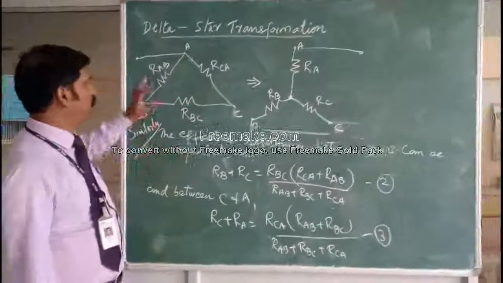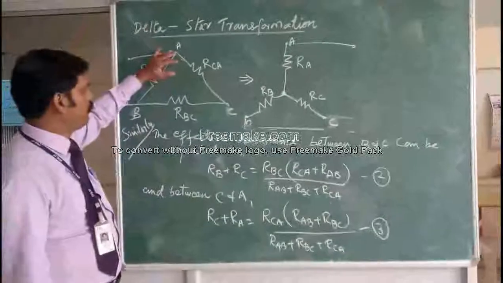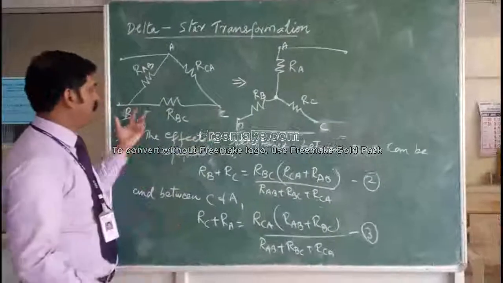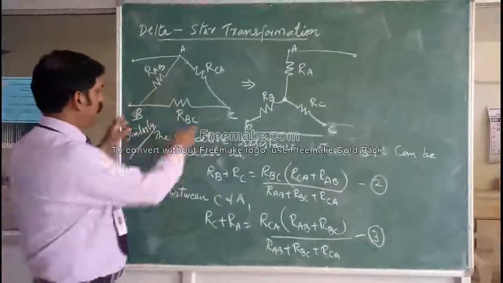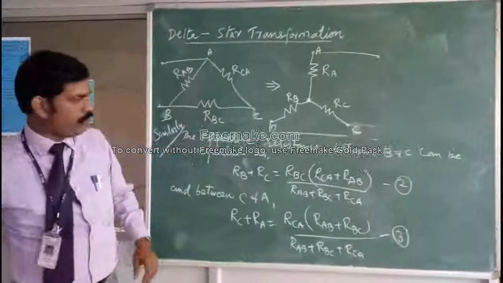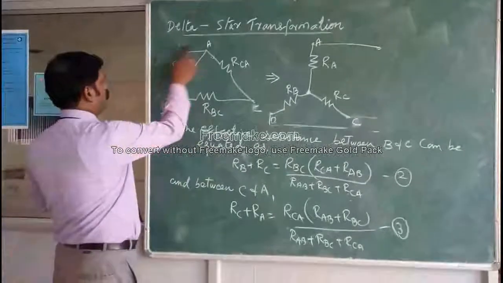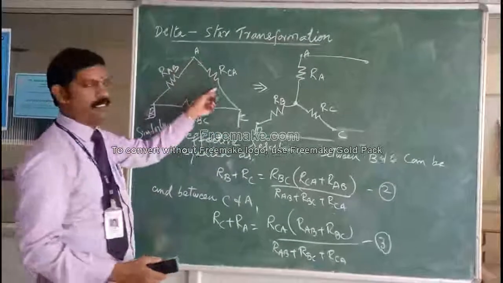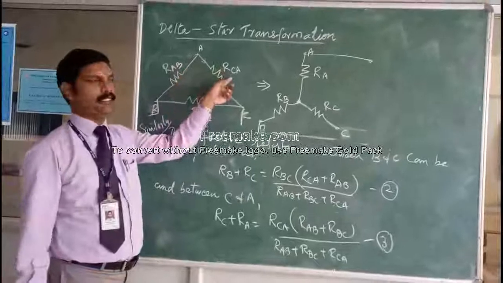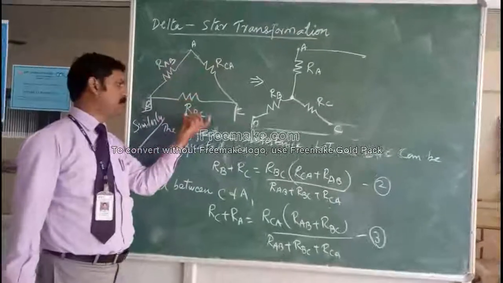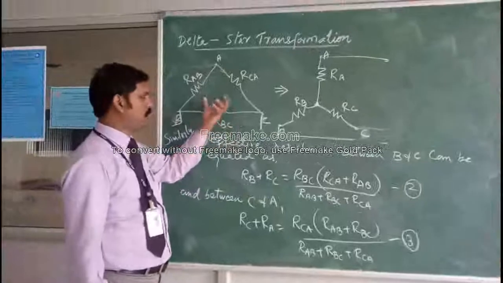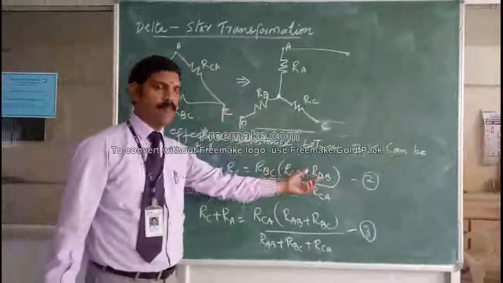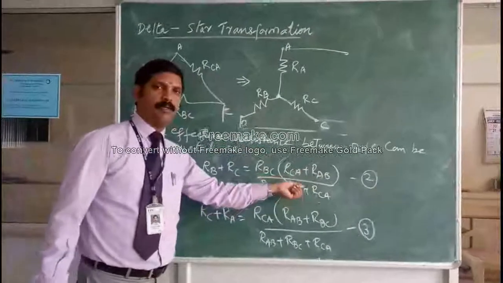So now, similarly, we are going to find the equivalent resistance between B and C. For the delta connection, we take the terminals between B and C. Now you can see RAB and RCA are in series, and this combination is in parallel across RBC. So the equivalent resistance for this delta connection will be RBC into the series combination RCA plus RAB, divided by RAB plus RBC plus RCA.